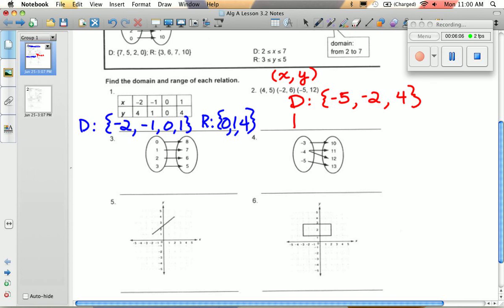Now the range. The range comes from the Y values, right? Okay, so anybody want to tell us how they think we could write the range? Dakota? We use fancy bracket. 5, 6, 12. Okay, 5, 6, 12, the Y values.